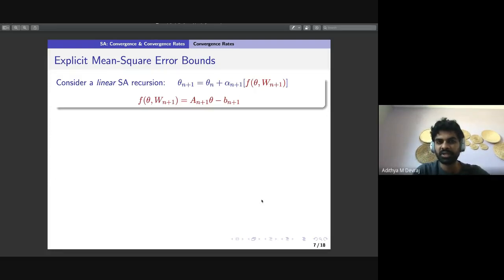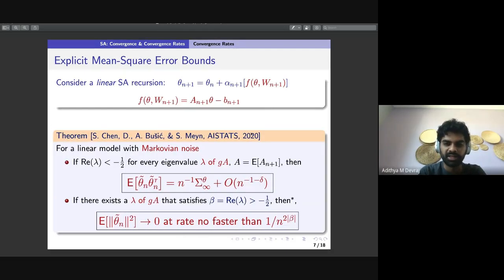We can also make this asymptotic variance theory much more precise for the case where this function f is linear. So for a linear stochastic approximation recursion of this form, where this function f is linear in this parameter vector theta, A_{n+1} and B_{n+1} are d by d random matrices and a d cross 1 random vector. We have the following recent result.